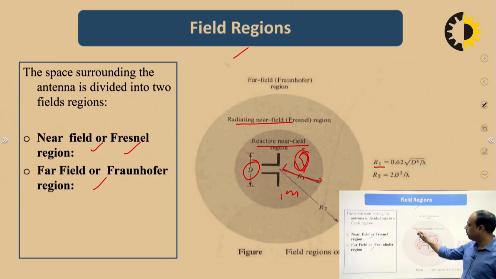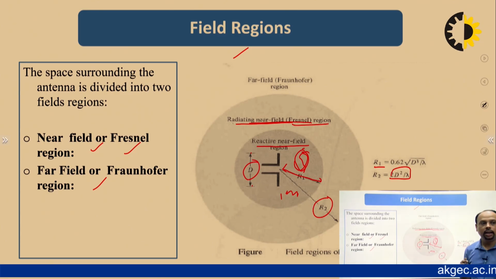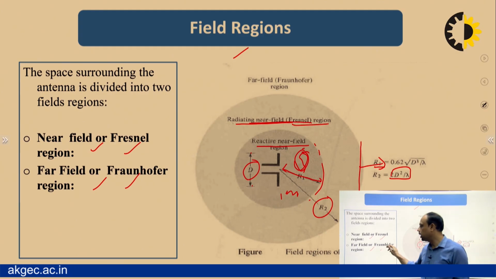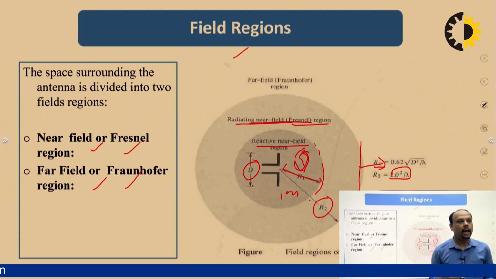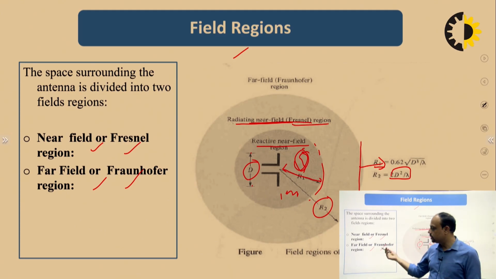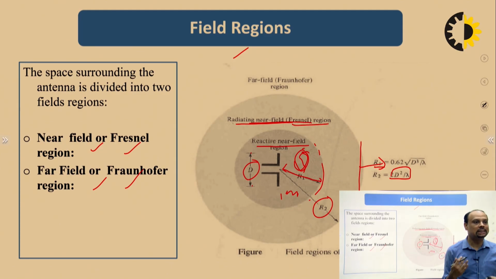While in the radiative near field region, that is the Fresnel region, the radius R2 is given by 2d²/λ. Here the magnetic field is bounded up to this limit, so there is only a fluctuation due to the non-flat surface of the wavefront radiated from the antenna. But after this region is the far field or Fraunhofer region, where the radiation is uniform in all directions, and we generally put the antenna in the Fraunhofer region so that there is no fluctuation due to the size of the antenna or the magnetic field radiated by the antenna itself.